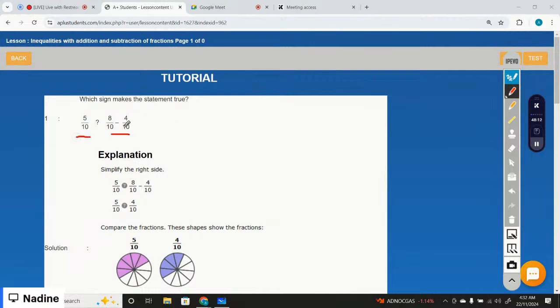They have the same denominator, right? So, you simply have to subtract the numerators. So, 8 minus 4 is 4, that is 4 over 10. Now you can see 5 by 10, they have the same denominator, so simply compare their numerators. 5 is greater than 4, so 5 by 10 is greater than 4 by 10.